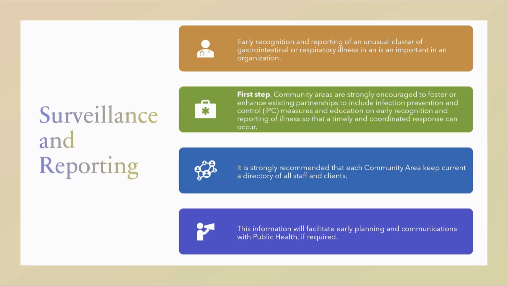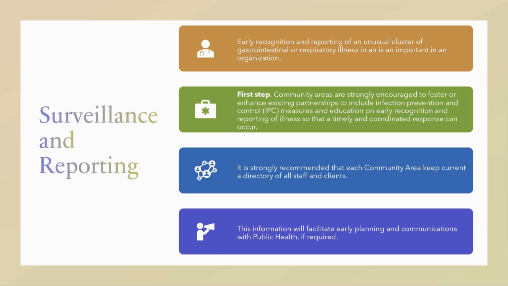So the first thing that we have to do in terms of surveillance and reporting is have early recognition and reporting of an unusual cluster of gastrointestinal or respiratory illness within an organization or within any given area. So if you say, hey, I am seeing about 6 or 7 of my staff members call in with respiratory illnesses, and those same sick staff members were in contact with a specific number of clients who are also now sick, there's something brewing in my facility. So there has to be a way of us being able to recognize that. And a lot of that is going to be your basic reporting and screening in the morning.